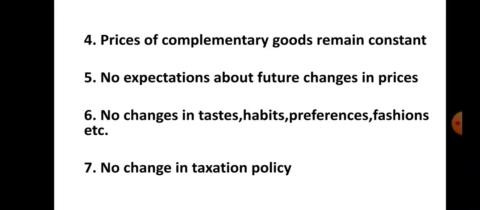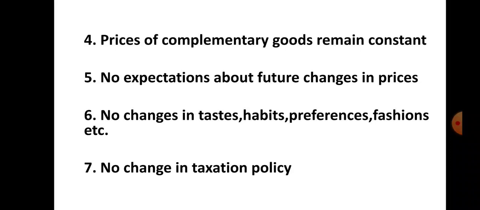What do you understand by complementary goods? When two or more commodities are demanded to satisfy a single human want, then that good is known as a complementary good. Okay, so prices of complementary goods remain constant. That is also important assumption under the law of demand. Number 5 is there is no expectation about future changes in prices.